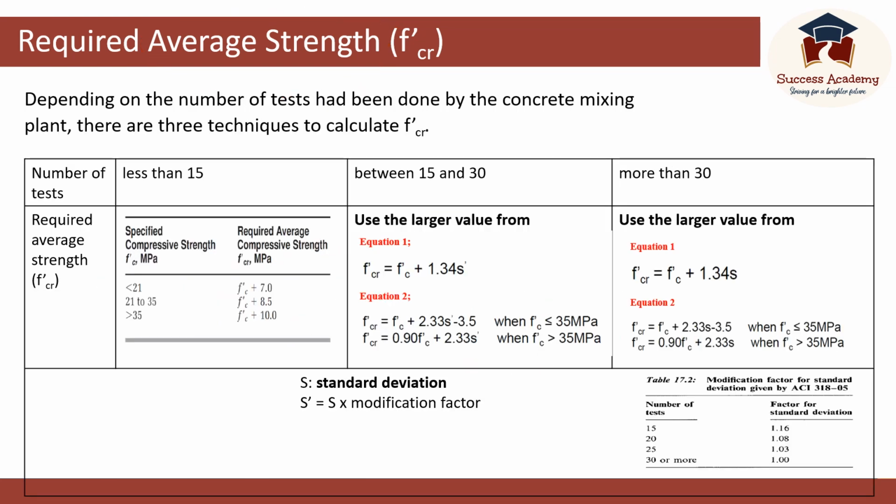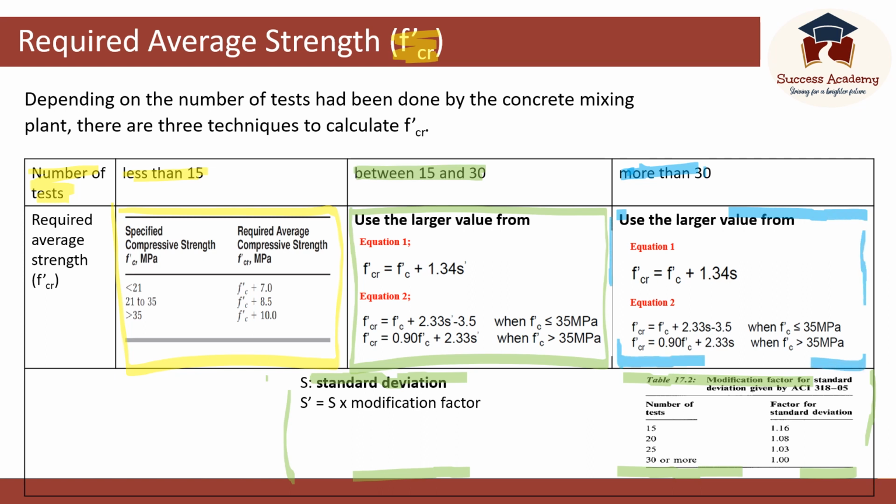In this slide, you can find the equations that we can use to find the required average strength, which is f'cr. As we have discussed earlier, required average strength depends on the number of tests that the plant has done. When the number of tests is less than 15, we can use this set of equations. When the number of tests is between 15 and 30, we can use this set of equations. Also, we need the information at the bottom of the slide as well. When the number of tests is more than 30, we can use this set of equations. Now let's see in detail how we can use these equations.